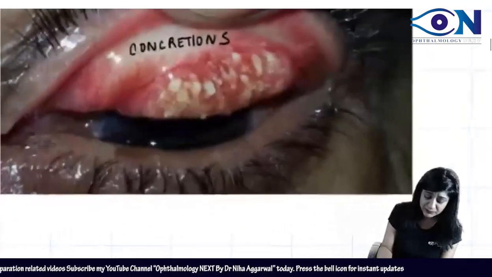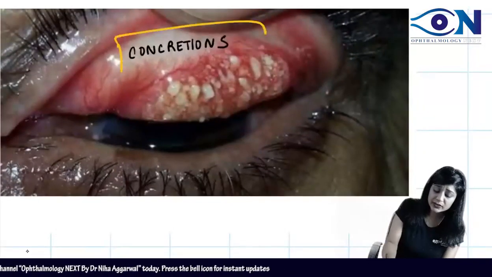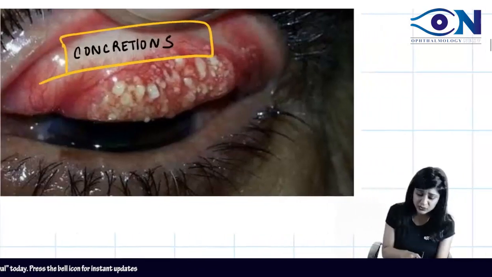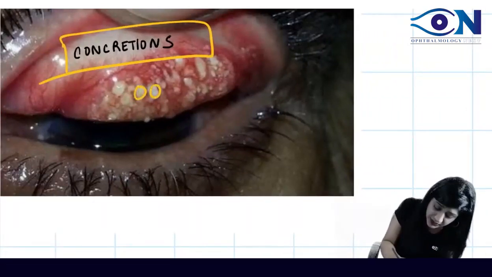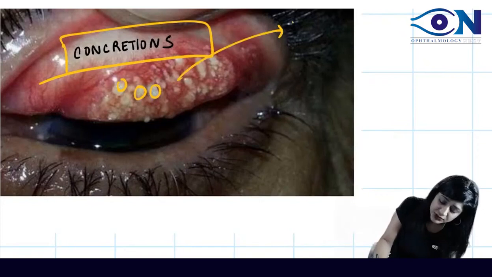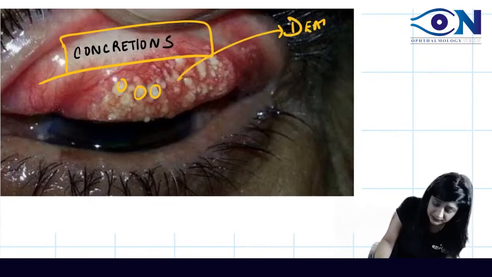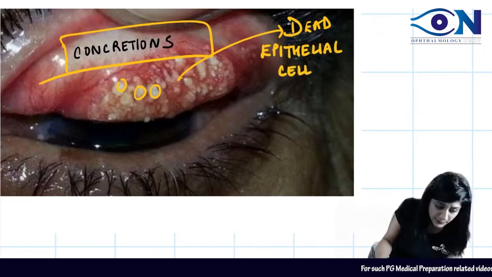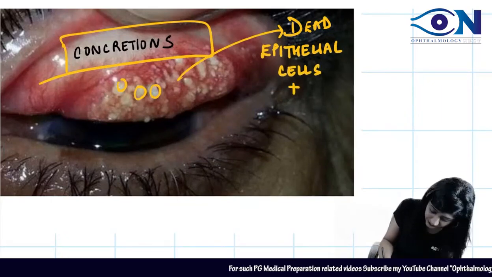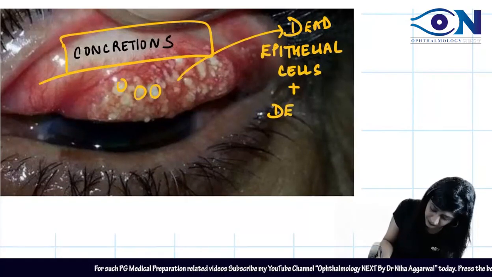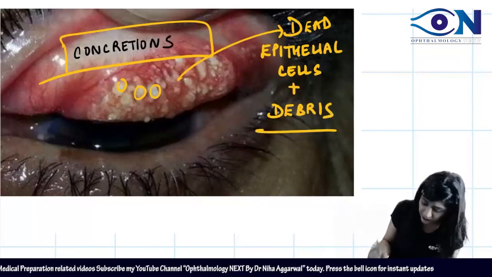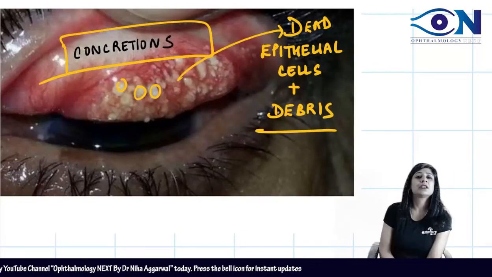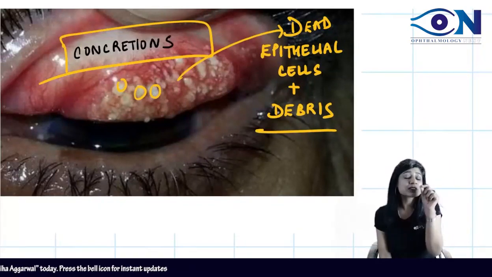we have something which is called the concretions. What are these concretions? Can you see these collections here? These are the collections of dead epithelial cells, plus we will have the debris. Whenever we have collections of dead epithelial cells along with the debris, it is called concretions.